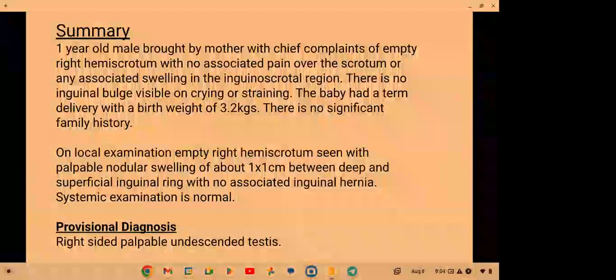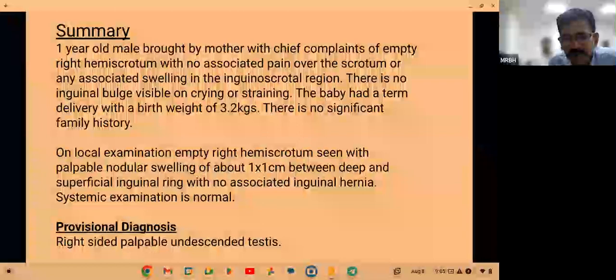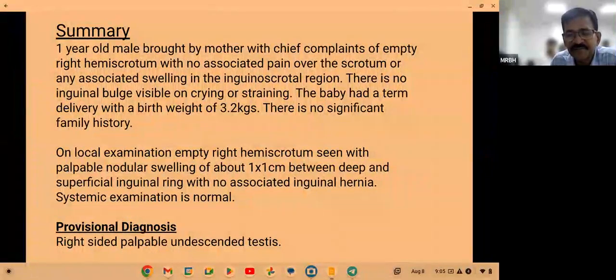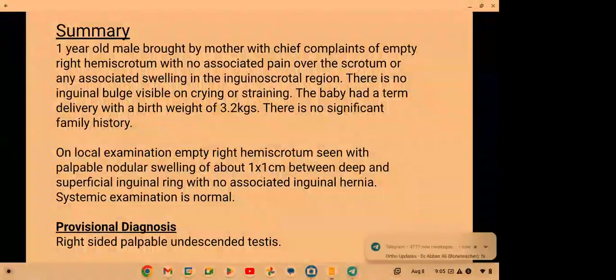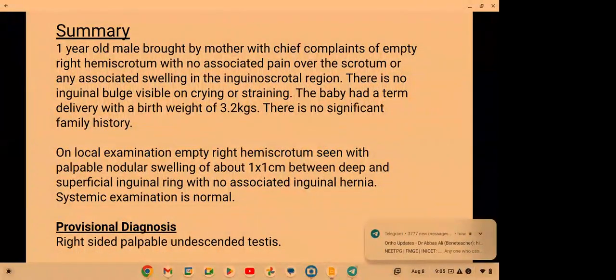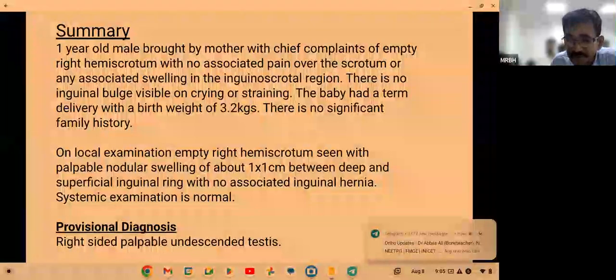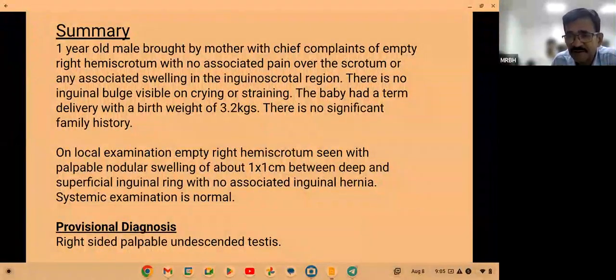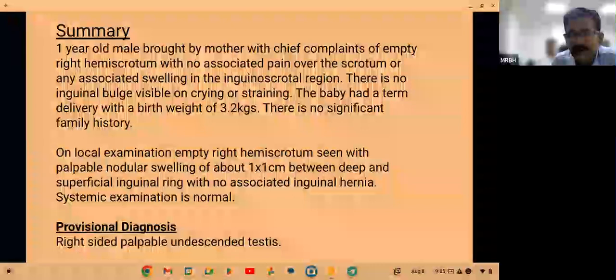So that future malignancies can be detected, the testis should be brought to the normal position. Now, a question: what are the indications for orchidectomy in undescended testis? Sir, if there is an atrophic testis, or if there is torsion, infarction will dictate an orchidectomy.